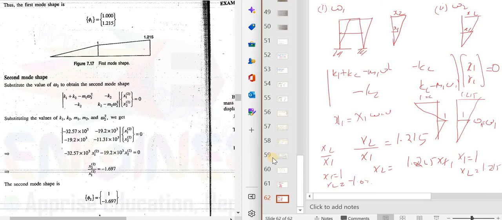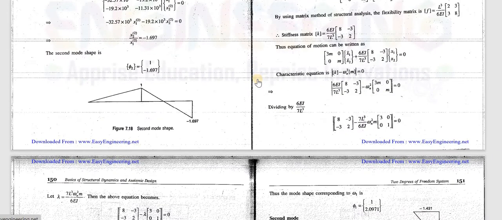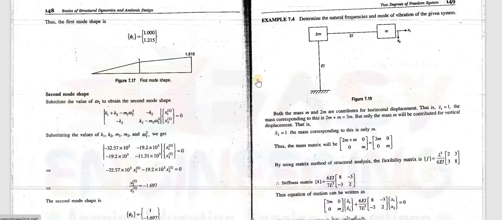So with the second natural frequency, the first floor will be moving towards the right and the second floor will be moving towards the left. So likewise, I can easily find out the mode shape. So these are the things you need to understand here.